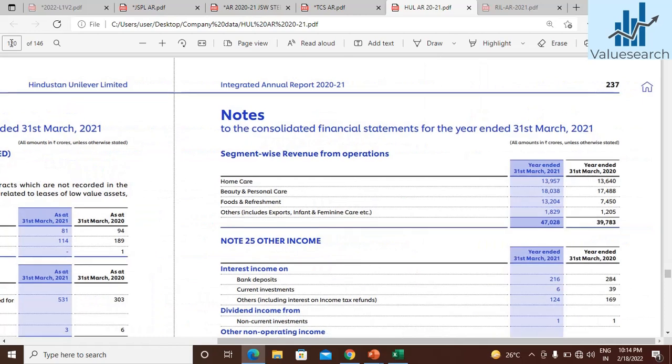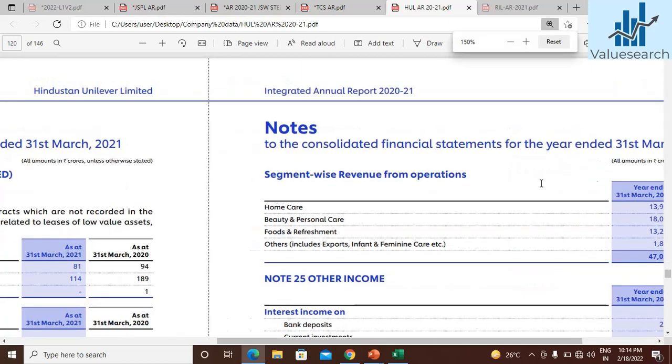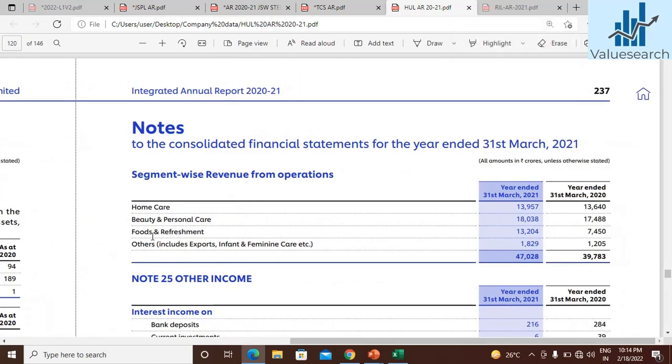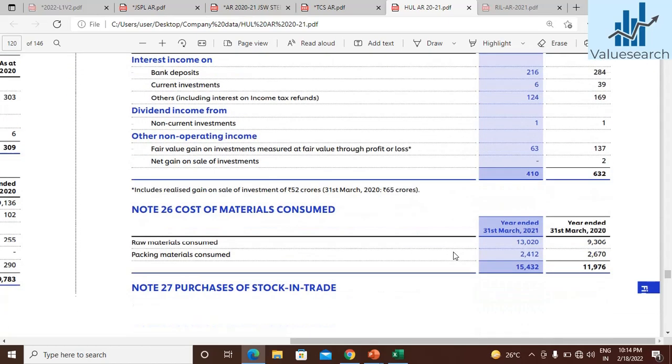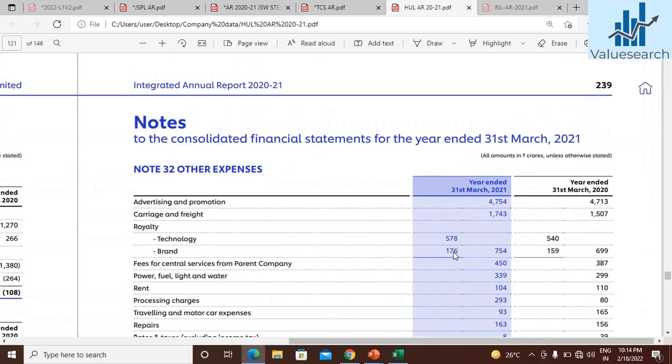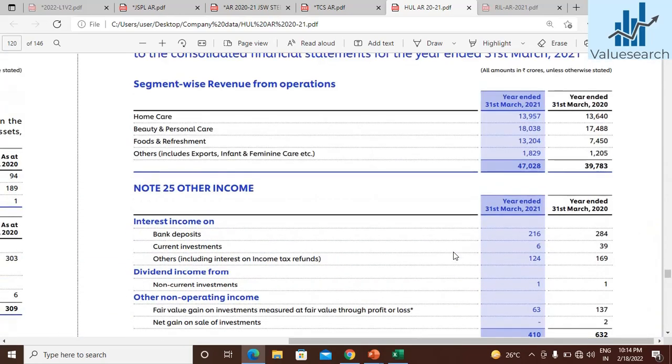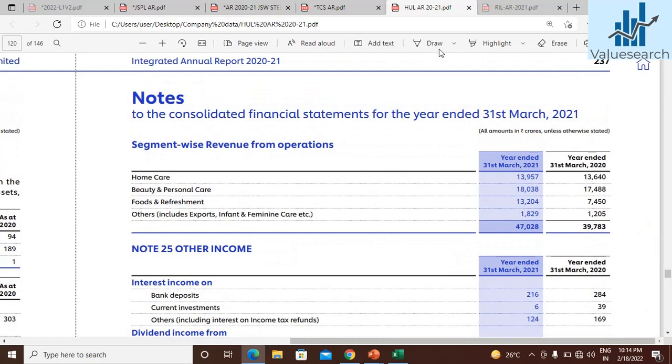But now let us look at notes to accounts. Segment wise revenue from operation: home care this, beauty and personal care, food and refreshment, others this much. Then you have other incomes, all those stuffs given over here. Now why am I taking you through so much detail? What's the point of looking at this notes to accounts?